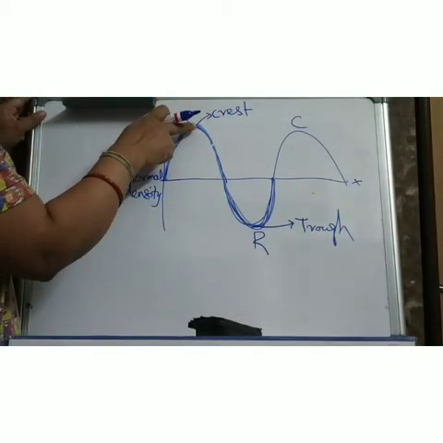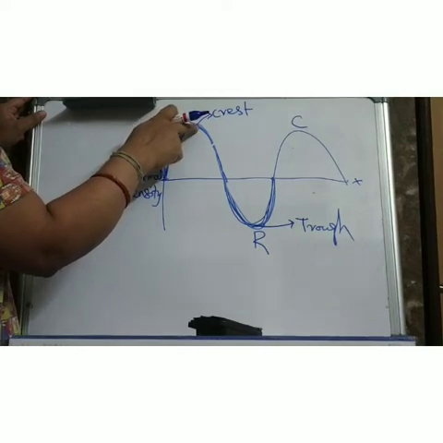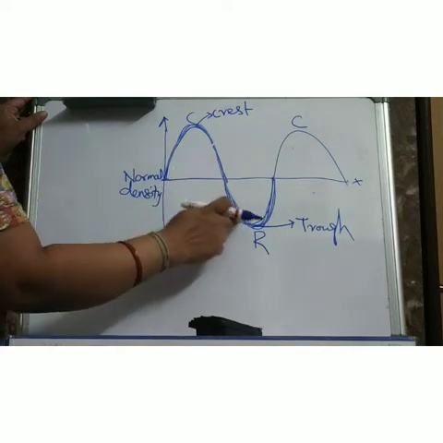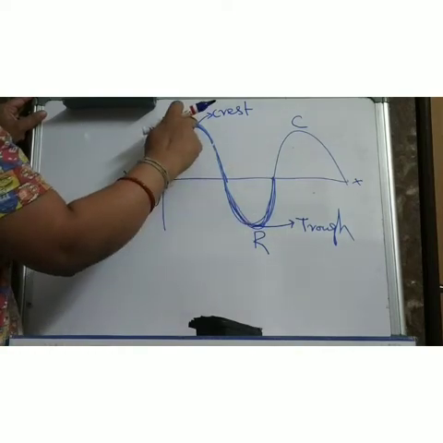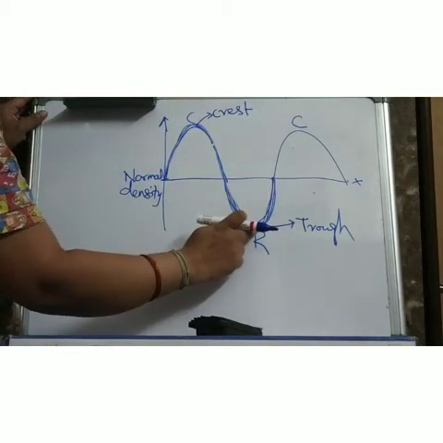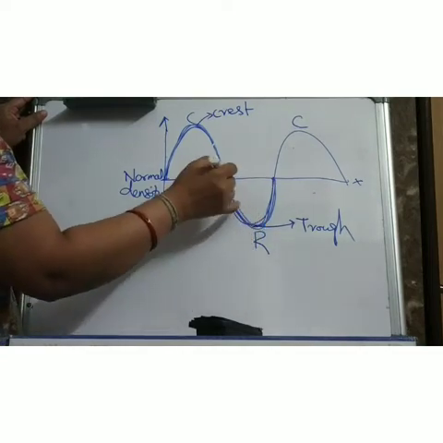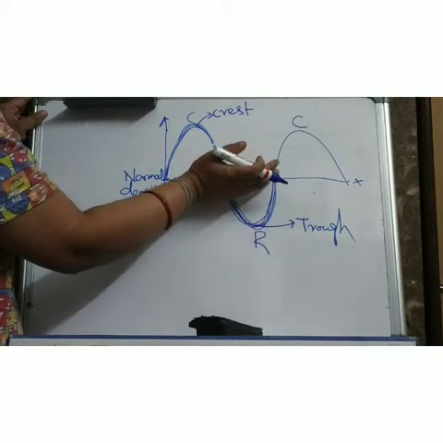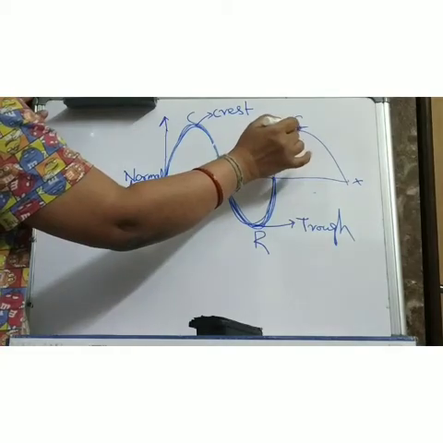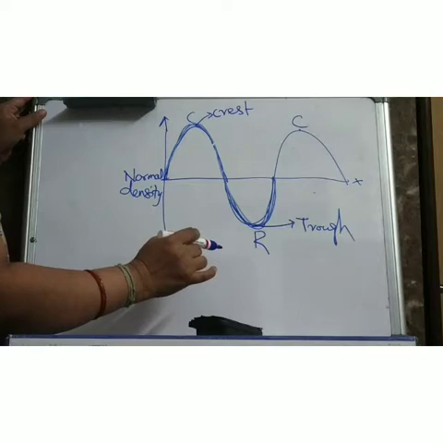So the maximum point, this peak, the positive side, is called crest, like a big hump. And this minimum point is called trough. That is like minimum value. So it is like a valley. So these peak points are called crest and this is called trough.